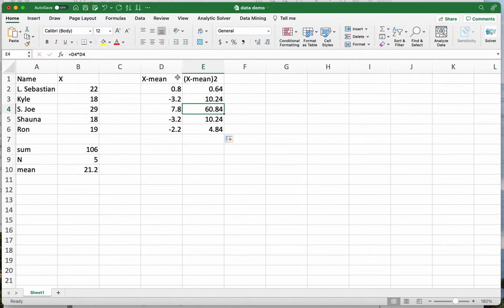7.8 squared, 60.84. Let's make sure it's the right thing. Yeah, it's doing d4 times d4. All right. Negative 3.2 squared, 10.24. See, all the negatives become positives when you square it, and that's why we're doing it. So now we have squared mean deviation scores.